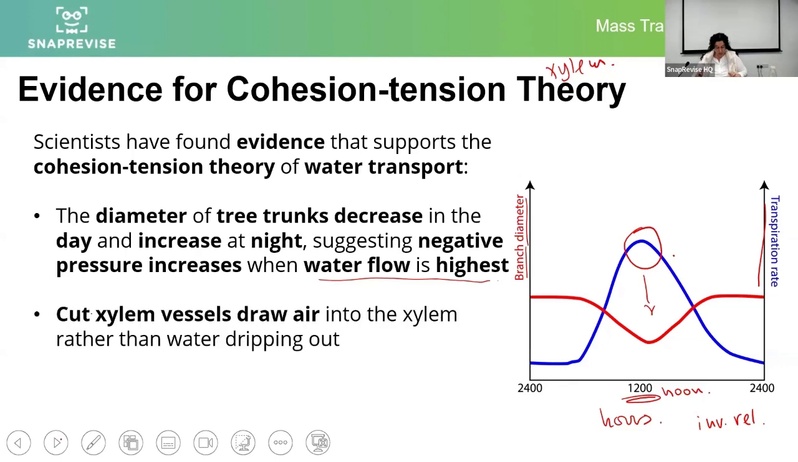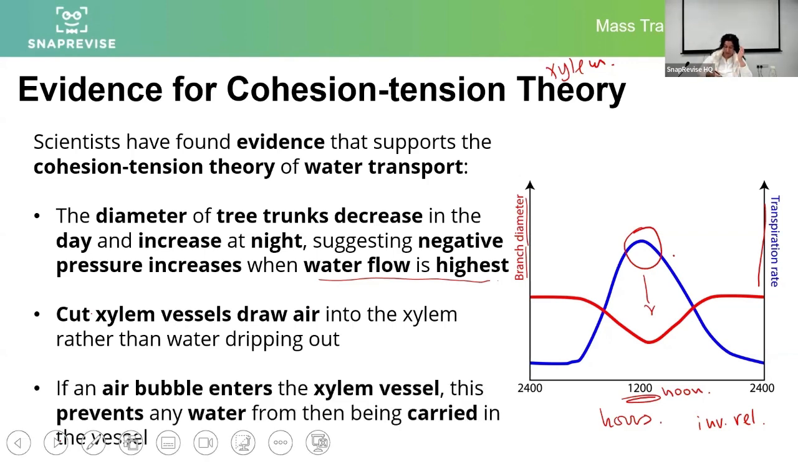What is further evidence that supports this? If we cut xylem vessels, they basically draw air into the xylem rather than water dripping out, which is the opposite to what was happening in the phloem. If we cut the phloem, sap squirts out, indicating that it was under positive pressure, pushing against the walls. Here, air is sucked in rather than water coming out, indicating that it was under negative pressure, inward pressure. If a single air bubble enters the xylem, it prevents any water from being carried into the vessel. So again, this indicates the need for a single unbroken column of water.